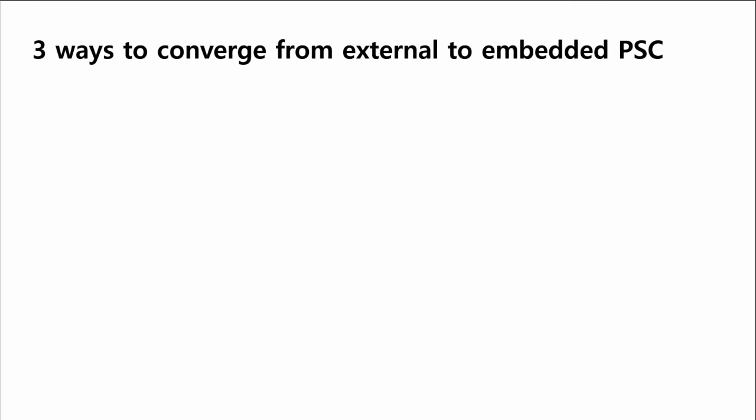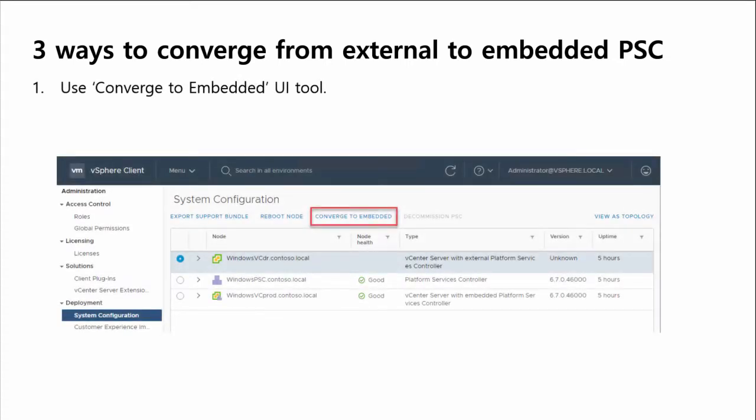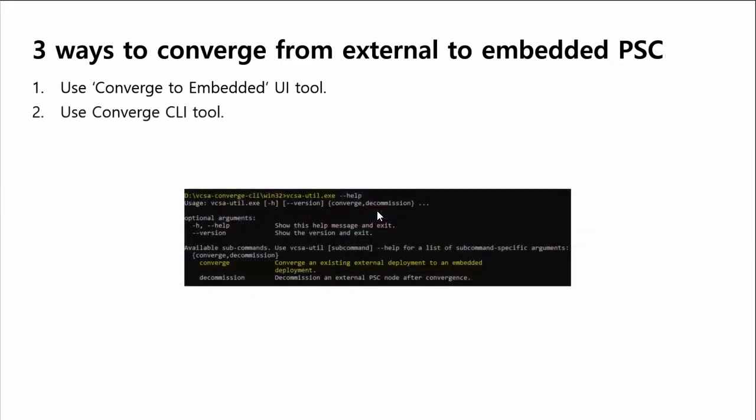Now there are three ways to migrate from external PSC to embedded PSC in vCenter 6.7. The first option is to use the Converge to Embedded UI tool, which is available in vCenter Server 6.7 update 2 or later. Now the second option is to use the Converge CLI tool found inside the vCenter Server installation media. Now this CLI tool is available starting from vCenter Server 6.7 update 1 or later.